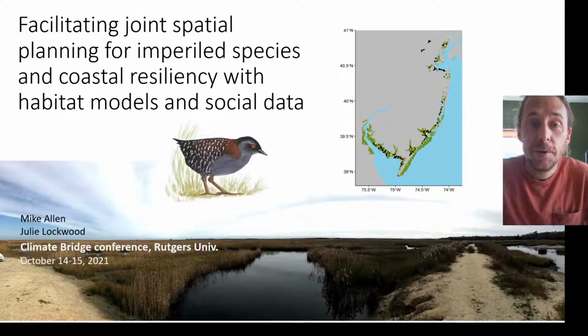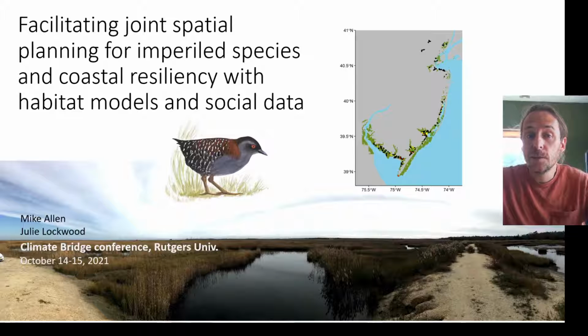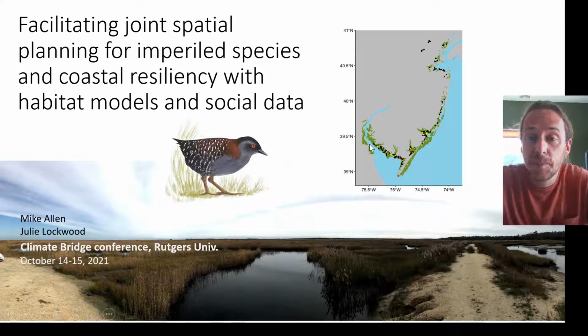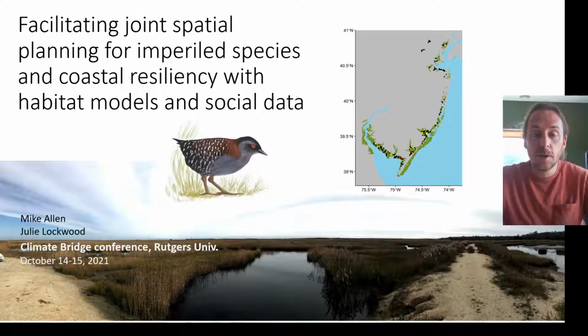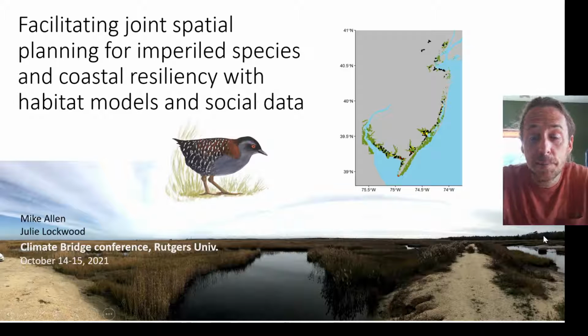Okay, hi everyone, and welcome to my poster, Facilitating Joint Spatial Planning for Imperiled Species and Coastal Resiliency with Habitat Models and Social Data. The imperiled species we're talking about in this case study that we present are the salt marsh dependent birds in coastal United States that are dependent on these low-lying salt marshes that you see in this picture here, and are threatened by sea level rise because it impacts their nesting survival.